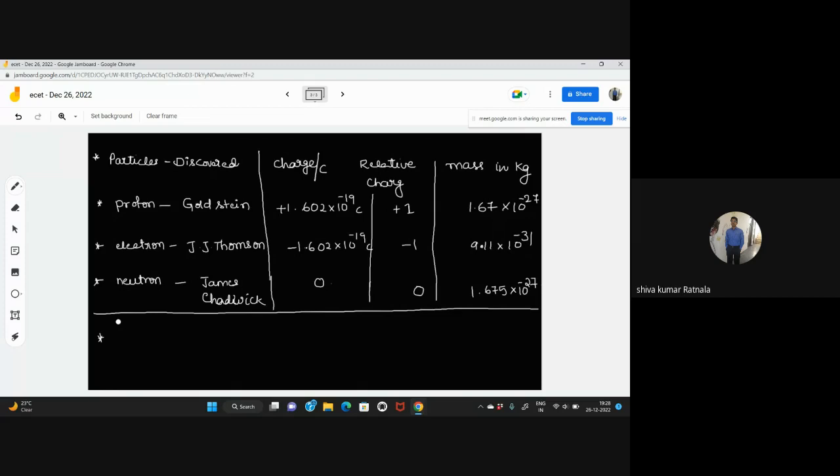For that, we are going to discuss atomic models. Generally, in these atomic models, we are going to have J.J. Thomson model, next one Rutherford's model, and third one Bohr's theory or Bohr's model.